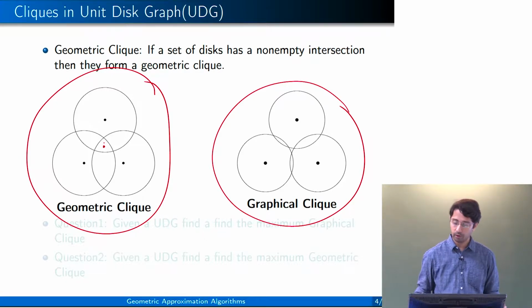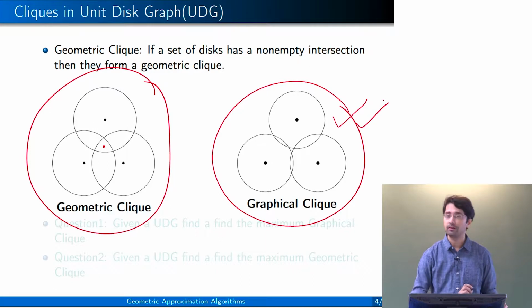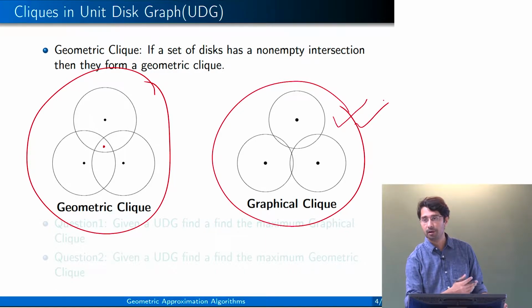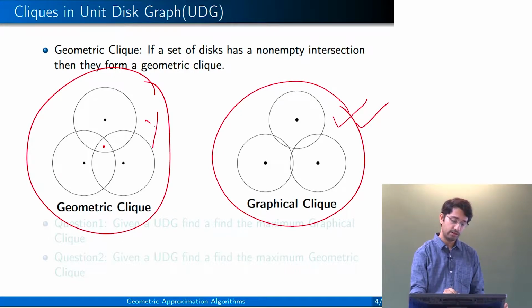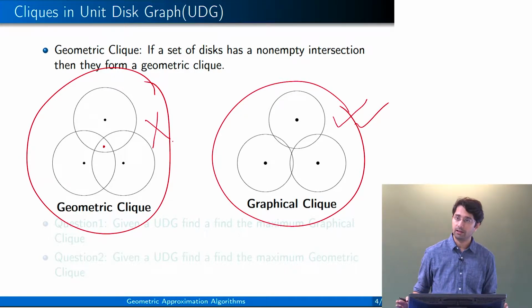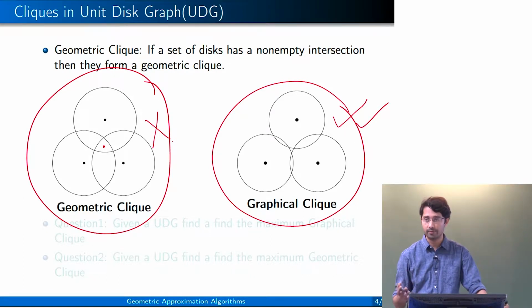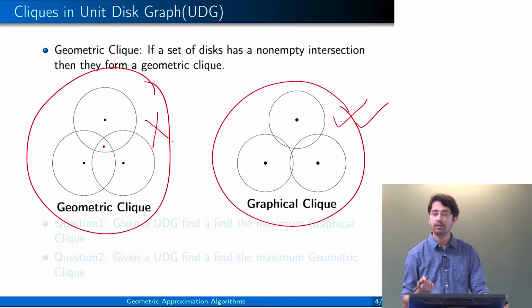But in this lecture today, we will only consider how to find maximum graphical clique, which we will refer to as a clique for the rest of the lectures. So, we do not consider this kind of situation. I will give you a hint, maybe, on how to find a geometric clique as well, but mostly we will be dealing with a graphical clique for this lecture. So, what is our objective? We are given a unit disk graph and the unit disk representation, and we would like to find the maximum clique in this graph.